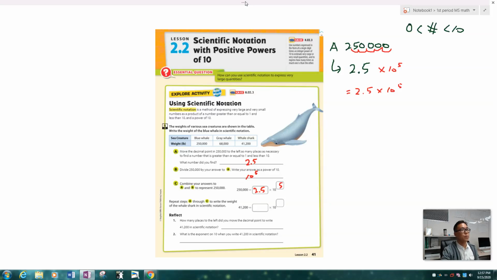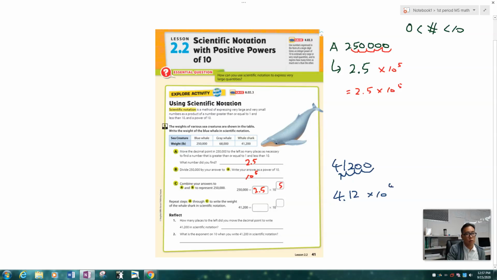So I'm going to change my color. Place your decimal place in between. So what's the number here? 41,200. First of all, I'm going to place my decimal place in between 4 and 1. It's going to be 4.12. You do not need to write the 0. And if my decimal place is right here, how many times do I need to move right? I'm going to go 1, 2, 3, 4. So times 10 to the 4th power. So I'm going to write 4.12 times 10 to the 4th power.